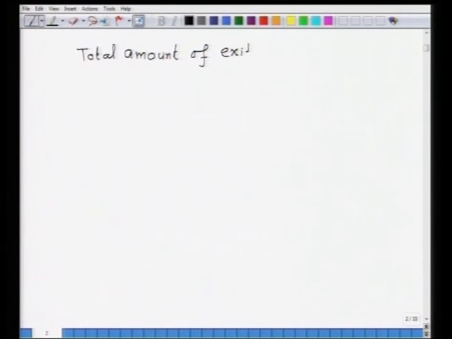So, now we can calculate the total amount of exit gas. Of course, we have to sum the total, and that will be equal to 11.6466 kg moles per minute, and this is equal to 260.88 meter cube per minute. So, that is what the question asked.